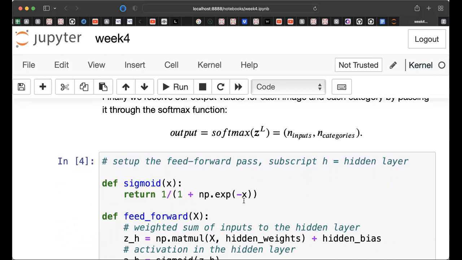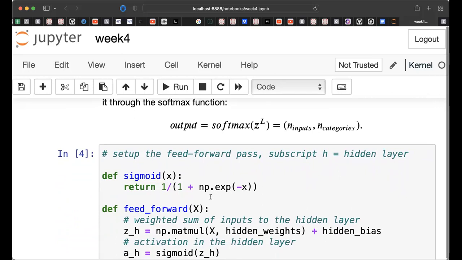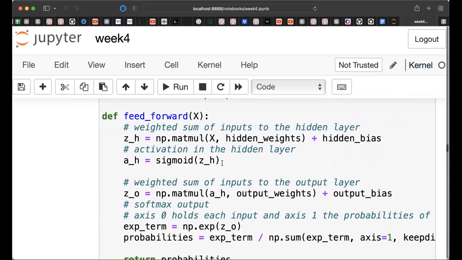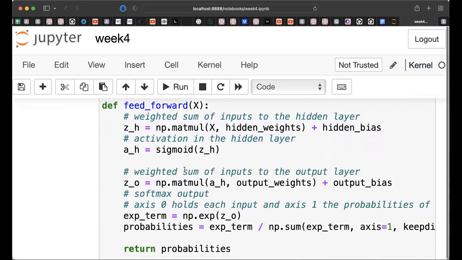So we define the sigmoid function. This is the activation function for the hidden node and the hidden layer. We define the inputs to the activation function, set H for hidden. And this is a matrix multiplication between the feature matrix and the hidden weights, which we have initialized, plus the hidden bias. And then we calculate the activation for the hidden layer. Then we repeat this because that feeds into the output layer.